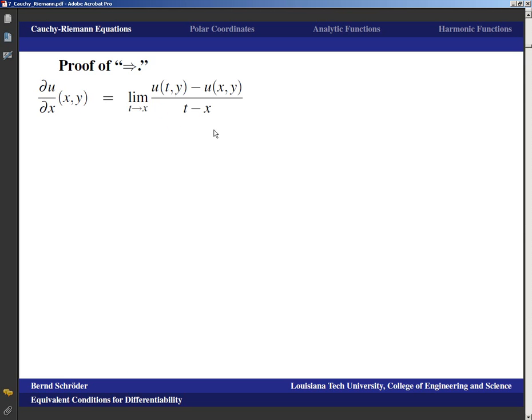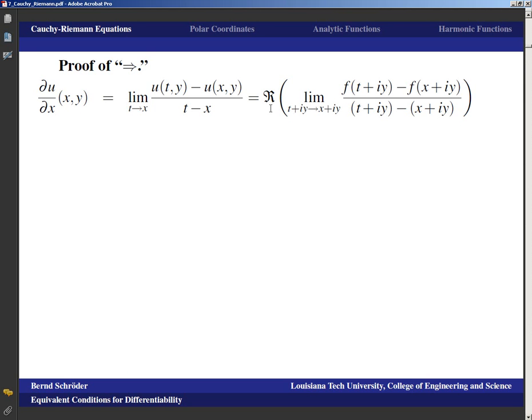And now we want to go back to the complex picture, and we realize that this is the real part, where u is the real part of f. Then t plus iy going to x plus iy is just t going to x, because y is a constant here. And u(t,y) is the real part of f(t+iy). u(x,y) is the real part of f(x+iy). And in the denominator t minus x, notice I've just added 0 because we've got a plus iy and a minus iy here. So these are the same thing.